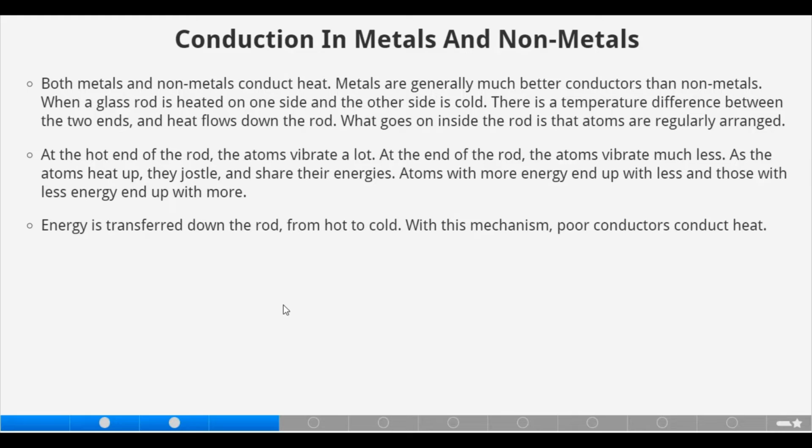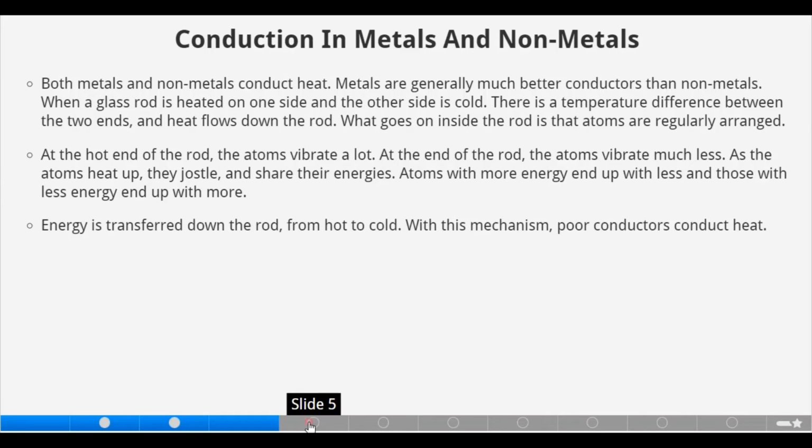What goes on inside the rod is that atoms are regularly arranged. At the hot end of the rod, the atoms vibrate a lot. At the cold end of the rod, the atoms vibrate much less. As the atoms heat up, they jostle and share their energies. Atoms with more energy end up with less, and those with less energy end up with more. Energy is transferred down the rod from hot to cold. With these mechanisms, poor conductors conduct heat.